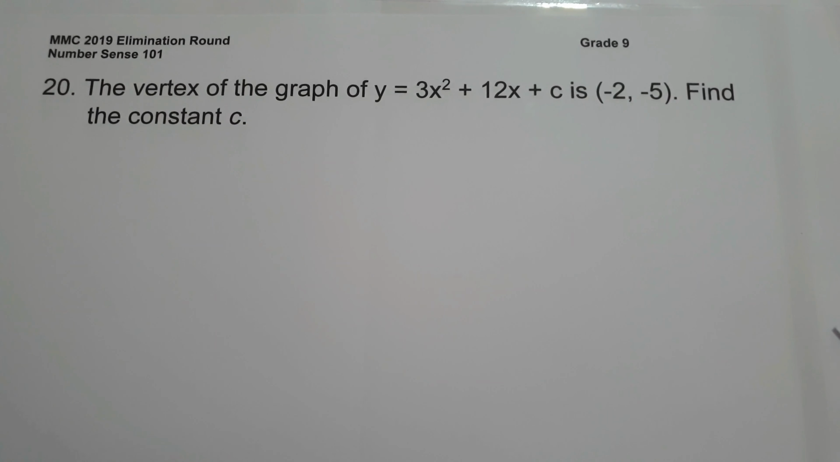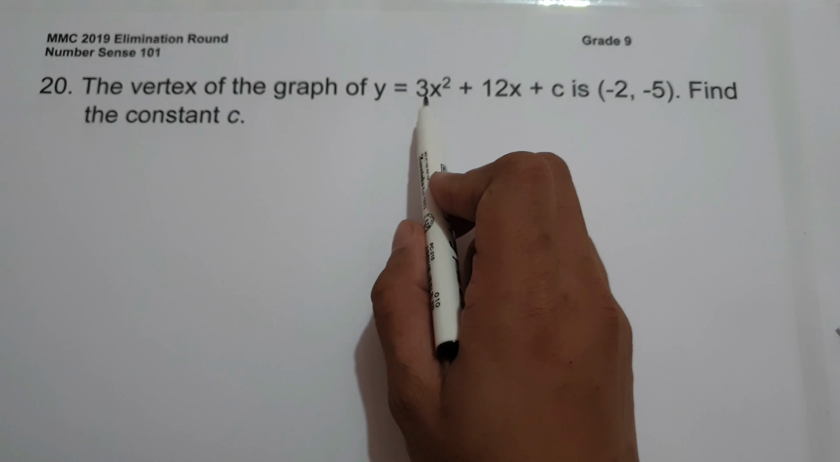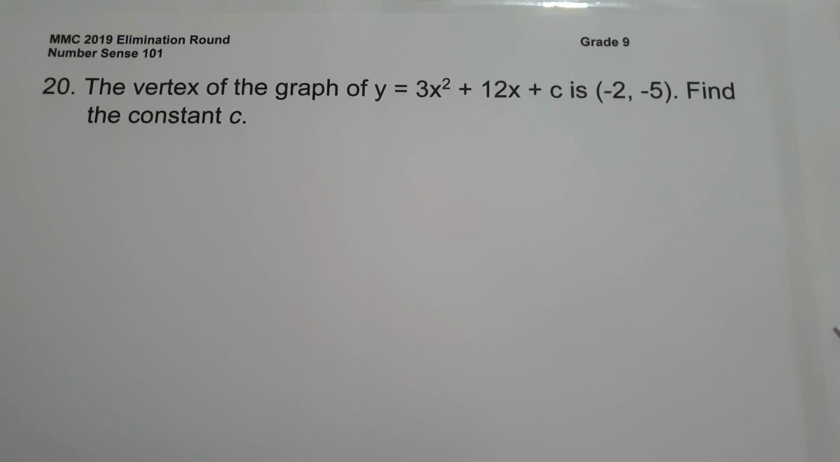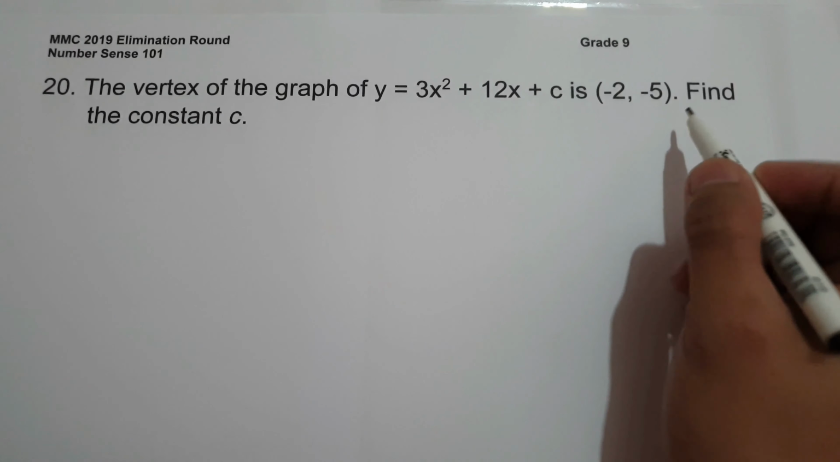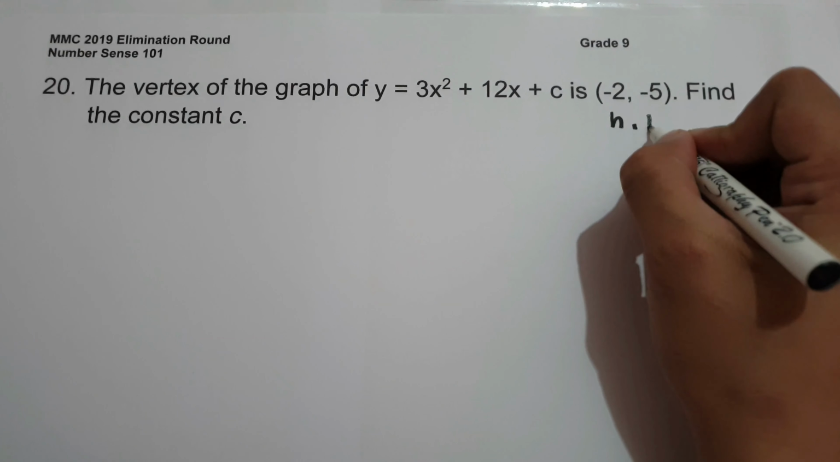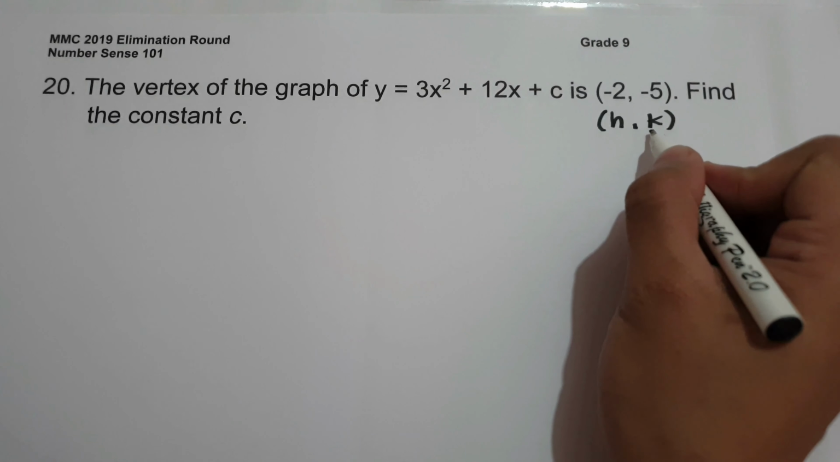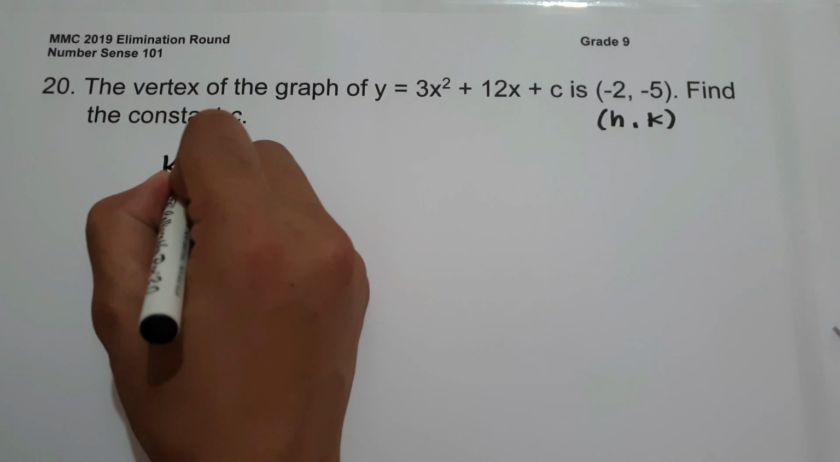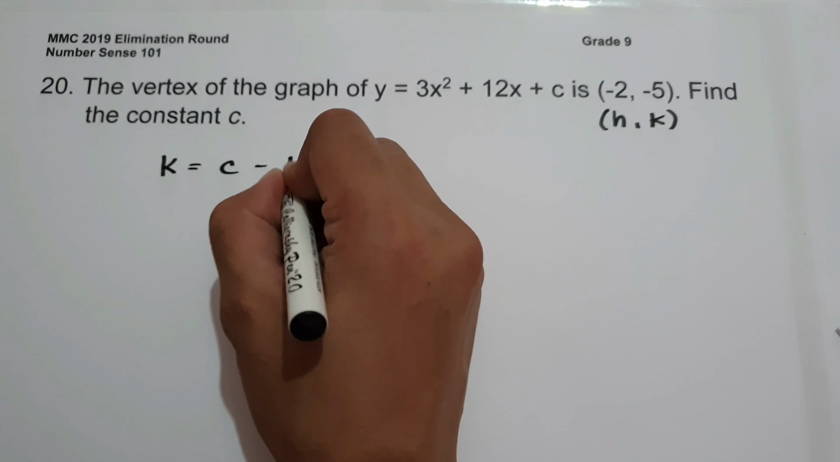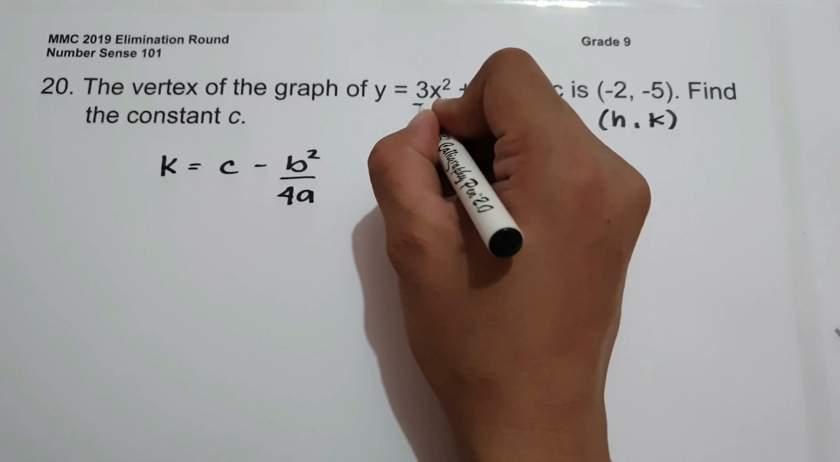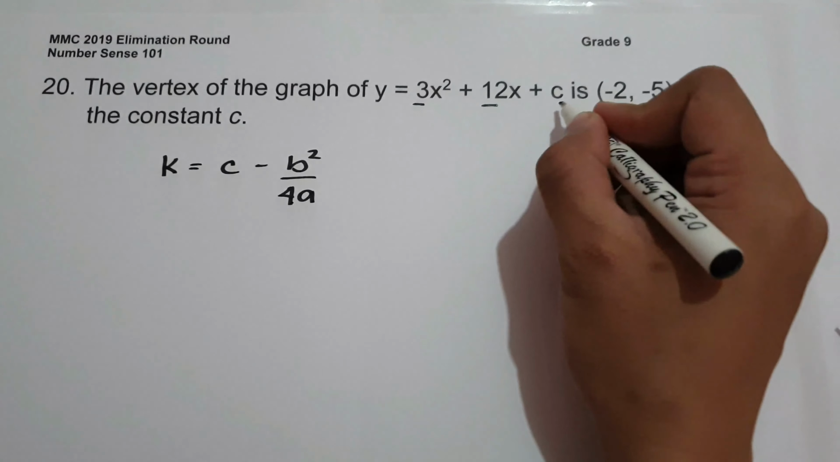On our last example, the vertex of the graph of y equals 3x squared plus 12x plus c is negative 2 and negative 5. Find the constant c. Just like in example number 19, we are looking for the value of c. But this time, we have the given vertex that is h and k. To find the value of c, let us have the value of k. k equals c minus b squared over 4a. So the value of a will be 3, the value of b will be 12, and c is equal to itself.